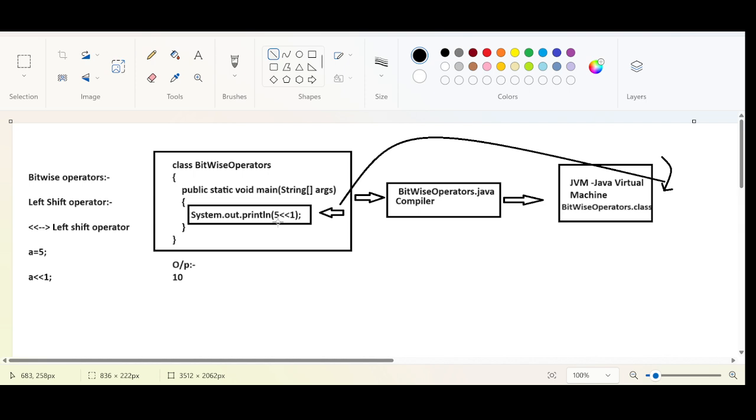So the 5 will be converted to the equivalent binary number. 5 is a decimal number. It has to get converted to the equivalent binary number. Internally, there will be a memory. Memory will be stored in the form of binary numbers. We have seen this yesterday. So a memory storage will be created. The storage will be split into 8 bits.